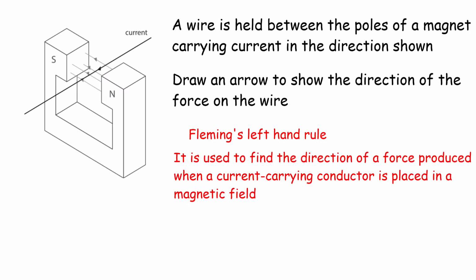It is used to find the direction of a force produced when a current-carrying conductor is placed in the magnetic field. So by using the rule, if we position our left hand such that the first finger points in the direction of the magnetic field, the second finger points in the direction of the current, then our thumb is going to point downwards. So we are going to have a downward force acting on this conductor lying inside the magnetic field.